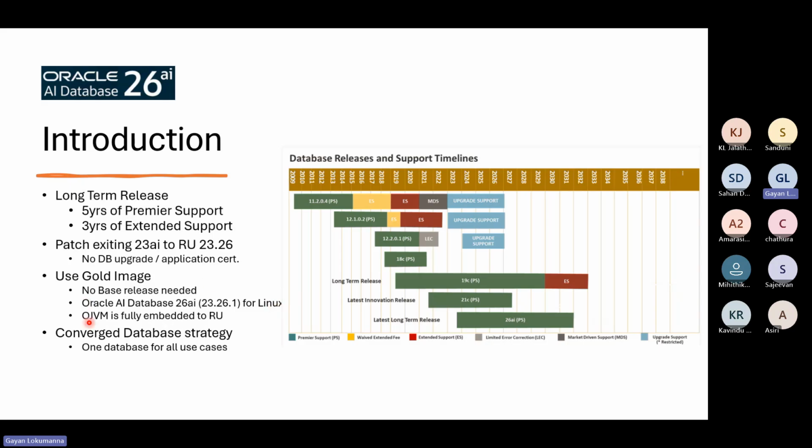Regarding patches, if you are aware of OJVM, it's another bundle patch, on the Oracle Java Virtual Machine, that you have to apply if you're using Java components in your database. Just like your release update, it's a different installation. But with 26 AI, it is no more a separate install; it comes bundled in with the release update that you're going to have.